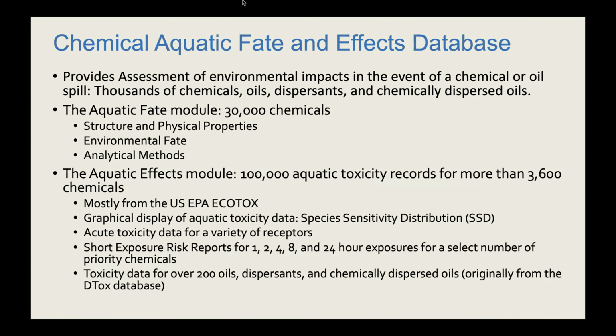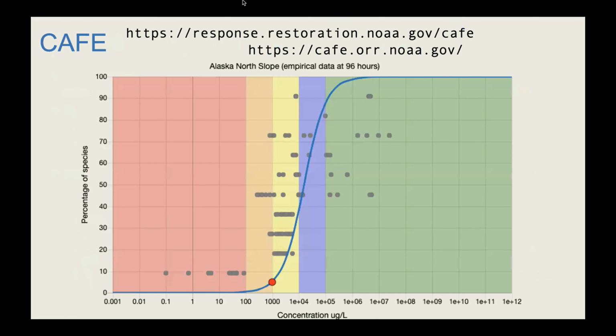This one I'm going to touch on really briefly because I don't have that much time, but it's CAFE, the Chemical and Aquatic Fate and Effects Database. This is a database system that includes toxicity data for a massive number of different chemicals and different species that are affected, as well as a certain amount of toxicity information about different oils and dispersants and the chemically dispersed oil combination. We use this most frequently for chemical spills rather than oil spills, but it's one place to go and get some idea of how toxic this particular material is.